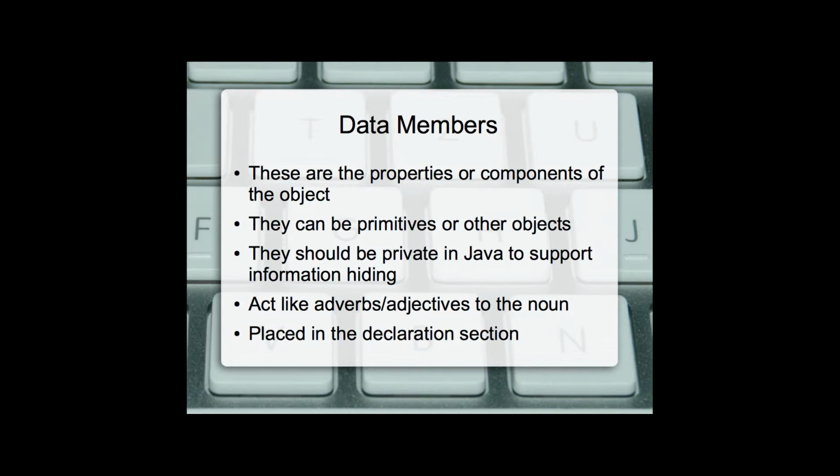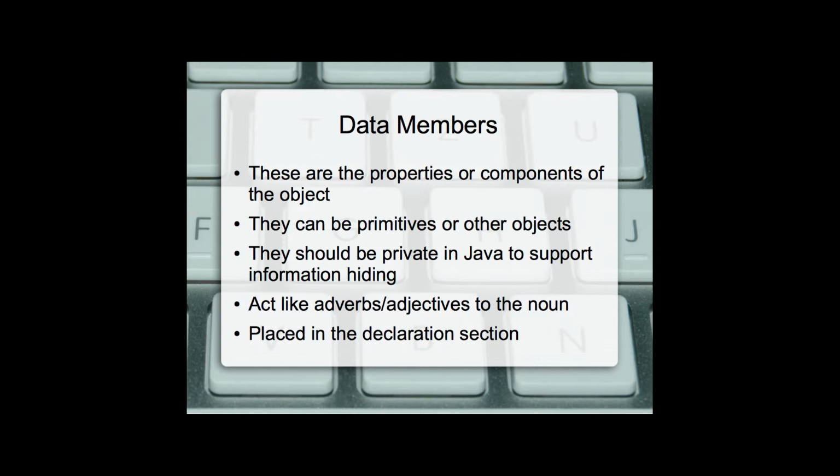Data members can be either primitives or other objects. In the case of a car object, an engine is a completely separate object that is part of a car. And so you can have that, but you can also have, say for example, a number of doors, which is a variable on a car, which could be anywhere from 2 to 5, 6, 7, 8, 9, 10. I haven't seen a 10-doored car, but they could exist.